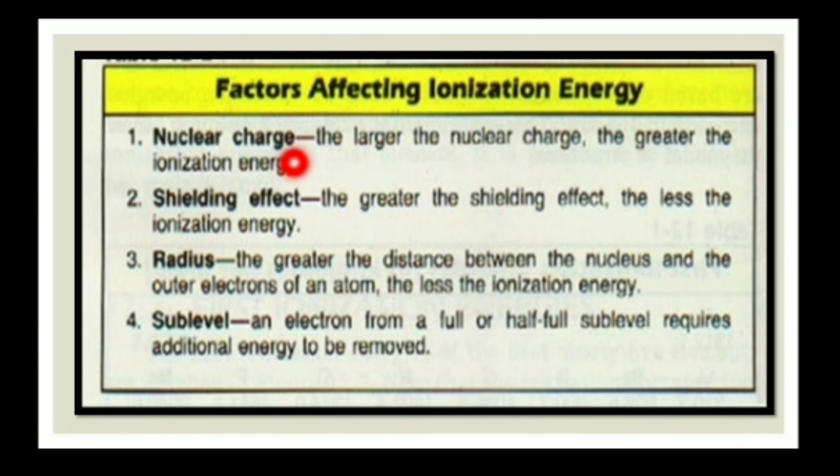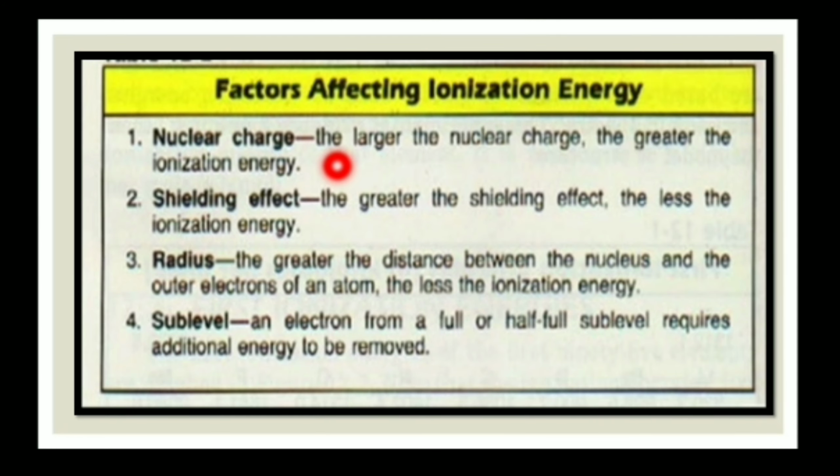Nuclear charge. The larger the nuclear charge, the greater the ionization energy. Take the elements from left to right along the period. The nuclear charge goes on increasing, so greater ionization energy is required, because the electrons added from left to right are tightly held by the nucleus. So a higher amount of energy is required to remove these electrons. The nuclear charge is one of the factors favoring the ionization energy.